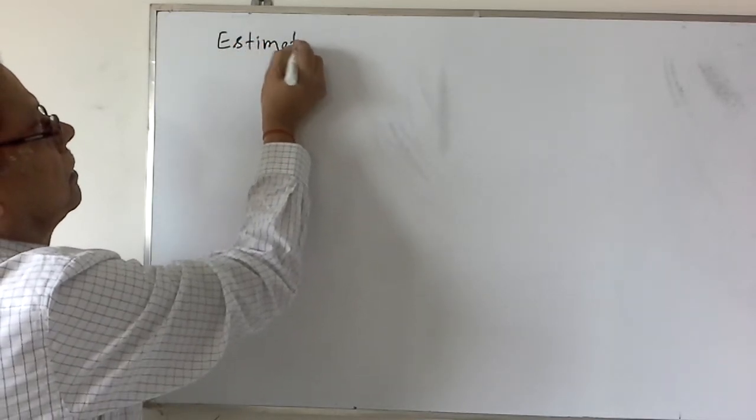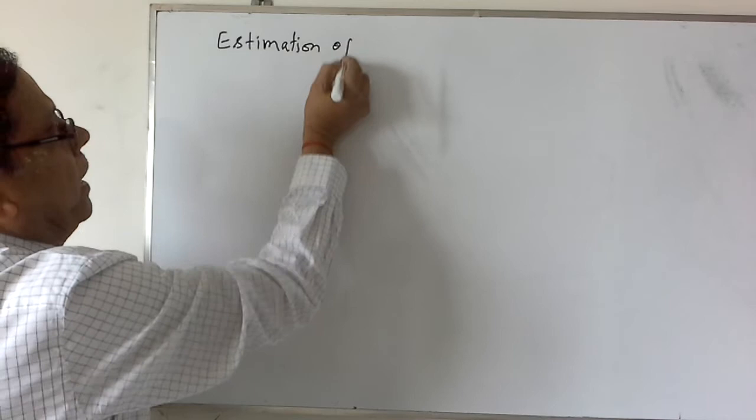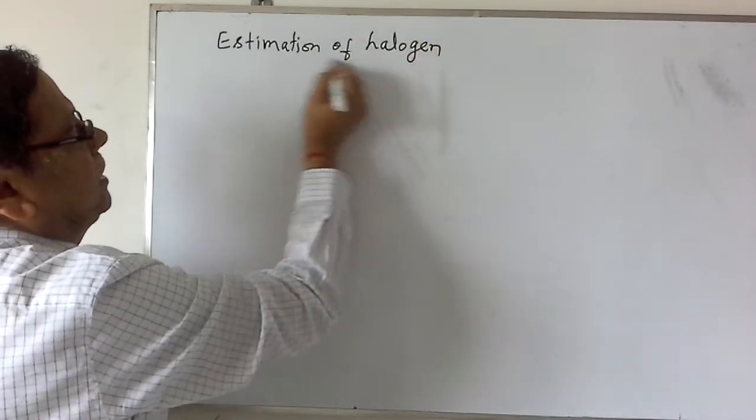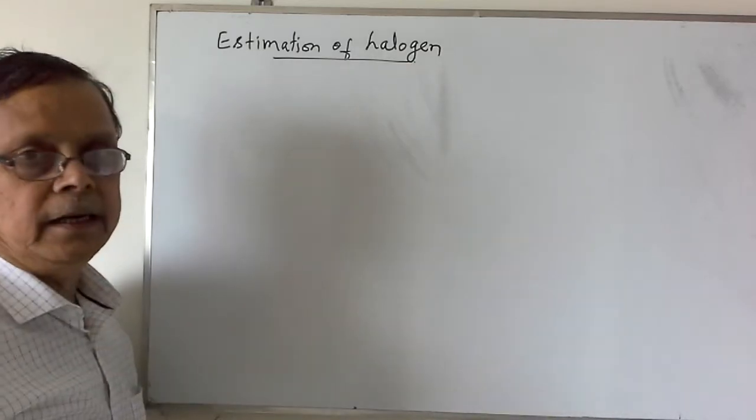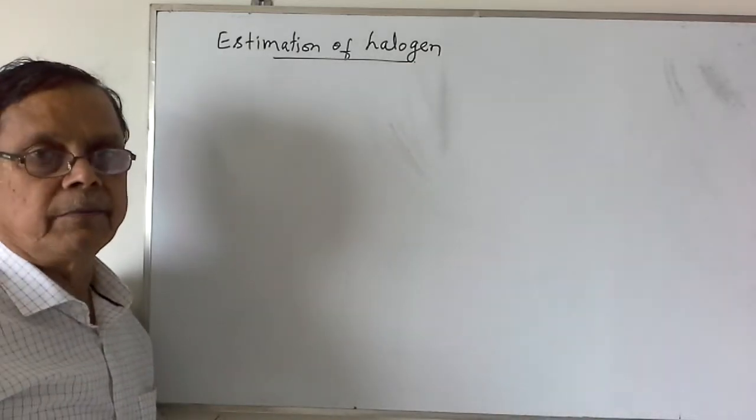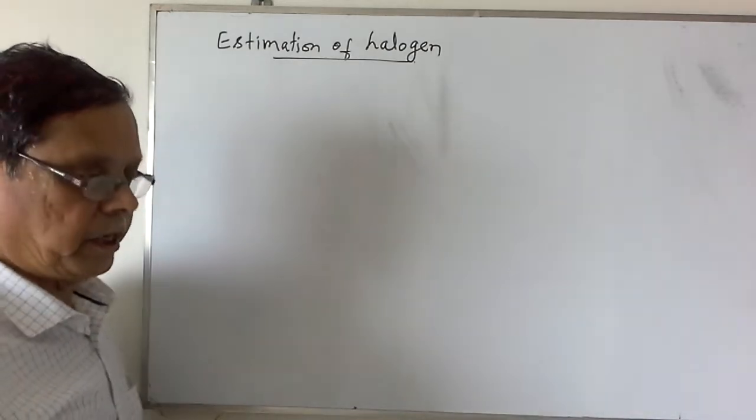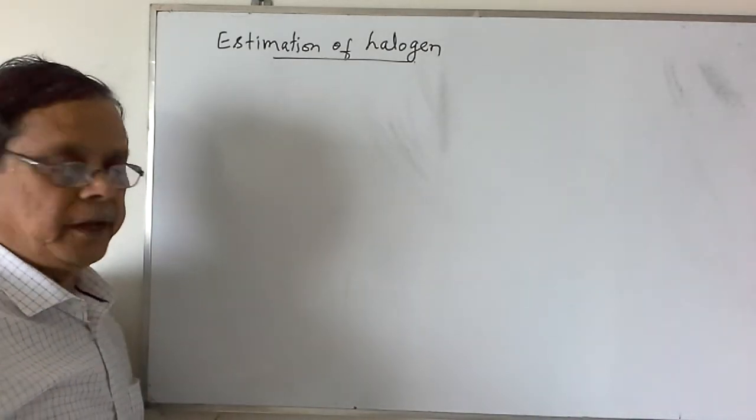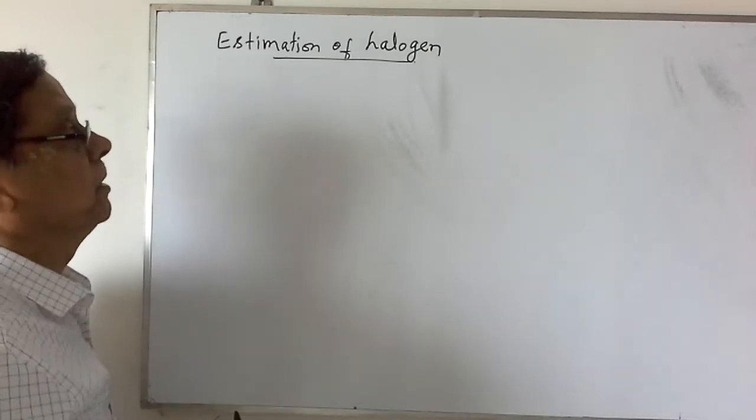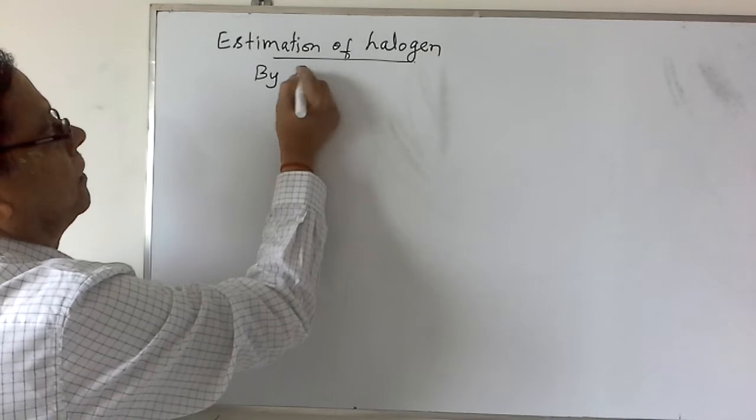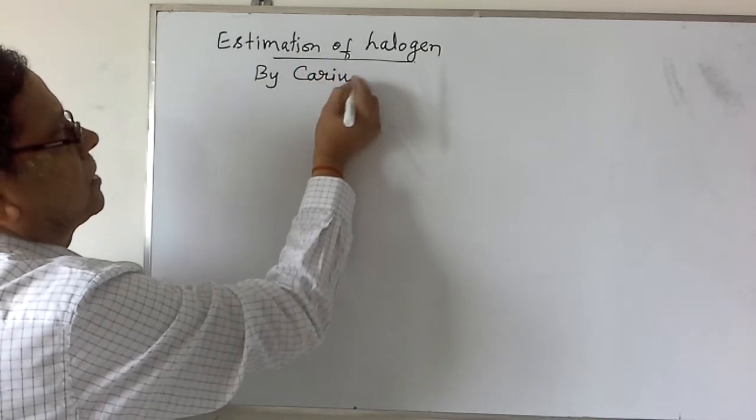Estimation of halogens. The halogen present in an organic compound can be detected either by the Lassaigne's test or by the Beilstein's test. Once we understand which type of halogen is present, then we can go for the estimation of the halogen by Carius method.